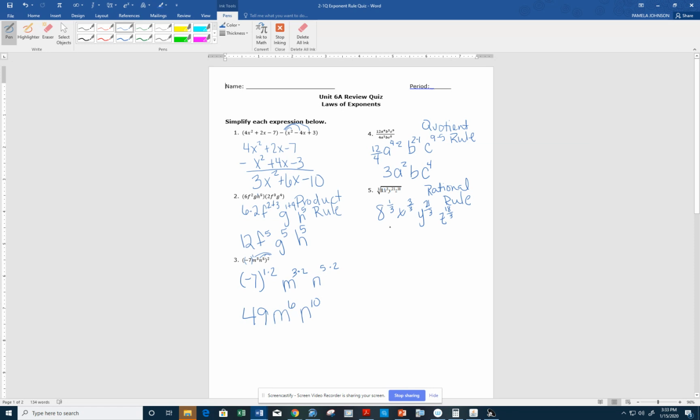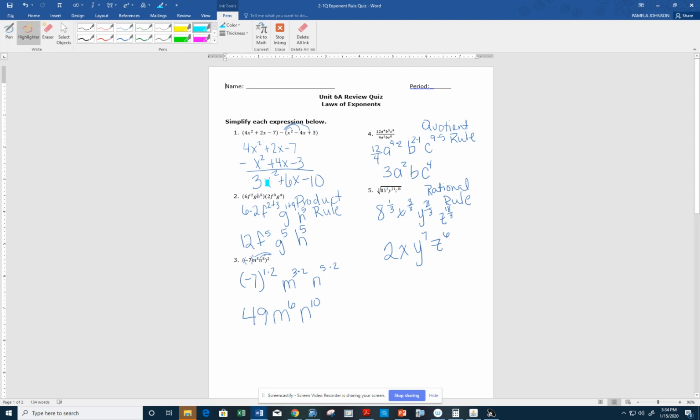If we put 8 to the 1/3 power in the calculator, the 1/3 as our exponent, then we get an answer of 2. When we do 3 divided by 3, we get x to the 1st. 21 divided by 3 would be our y to the 7th. For z, 18 divided by 3 is 6. Okay?